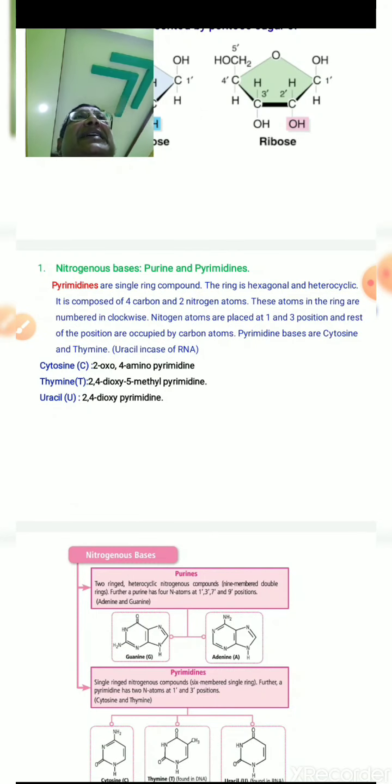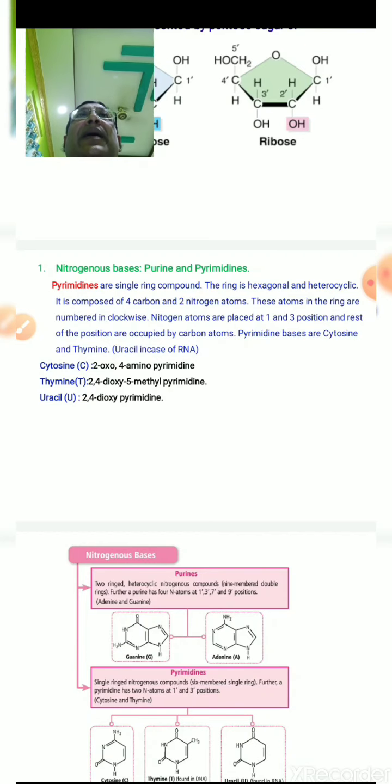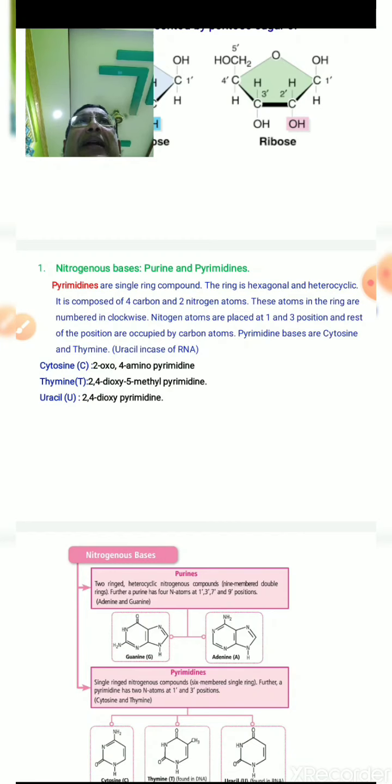Now, pyrimidines are single ring compounds. The ring is hexagonal and heterocyclic. It is composed of 4 carbon atoms and 2 nitrogen atoms. The atoms in the ring are numbered clockwise. Nitrogen atoms are placed at the 1 and 3 positions, and the rest of the positions are occupied by carbon atoms. Mark it. So the pyrimidines are cytosine and thymine, basically in DNA. But in the case of RNA, thymine is replaced by uracil, so the pyrimidines are cytosine and uracil.